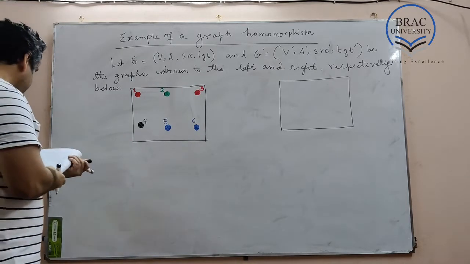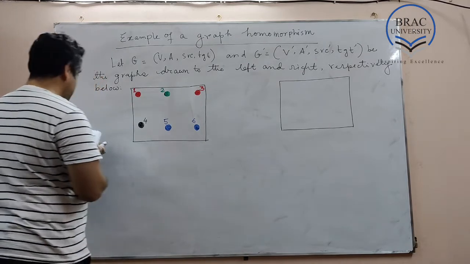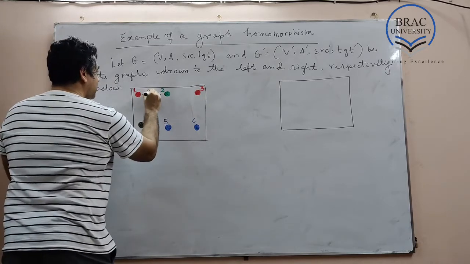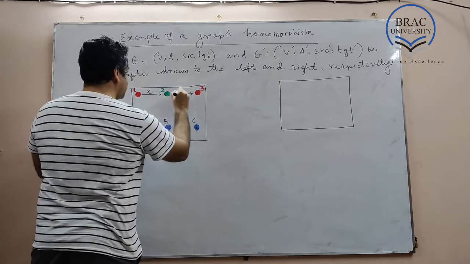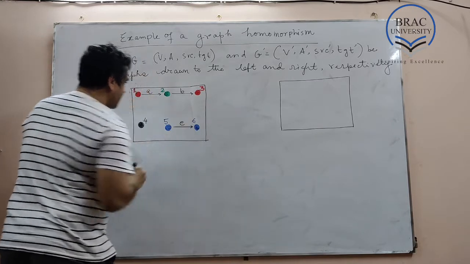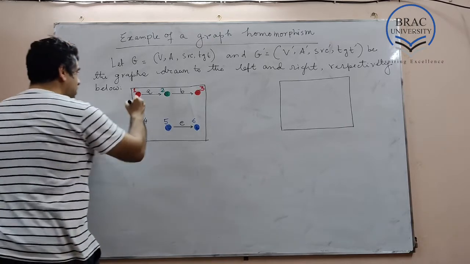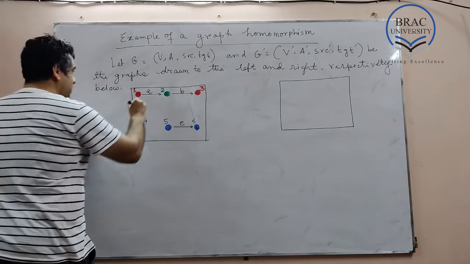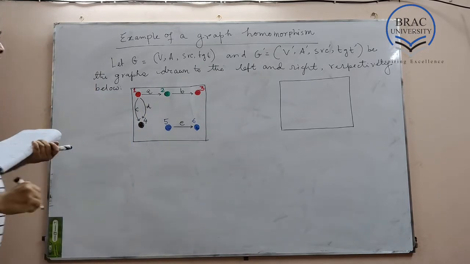So there are 6 vertices altogether, and let me draw the arrows for the graph G. From 1 to 2, the arrow is labeled as A, and from 2 to 3, the arrow is labeled as B. From 5 to 6, the arrow is labeled as E, and there are 2 arrows from 1 to 4. One is labeled C and the other one is labeled D.